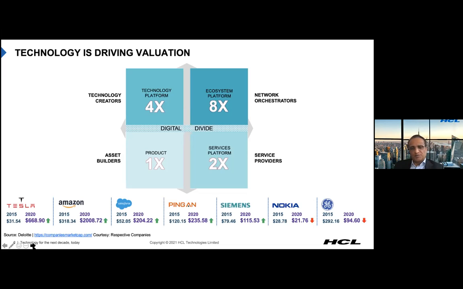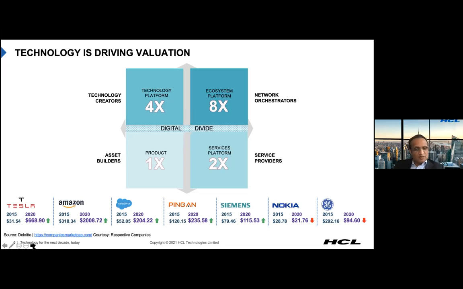These are the companies which are largely the network orchestrators like Amazon. And what we're saying is that the more you move from being an asset-building play into an ecosystem play, the larger valuation you're able to build for yourself and your entire ecosystem. So the world is all about how you move from being an IP-centric economy to a marketplace economy, right?